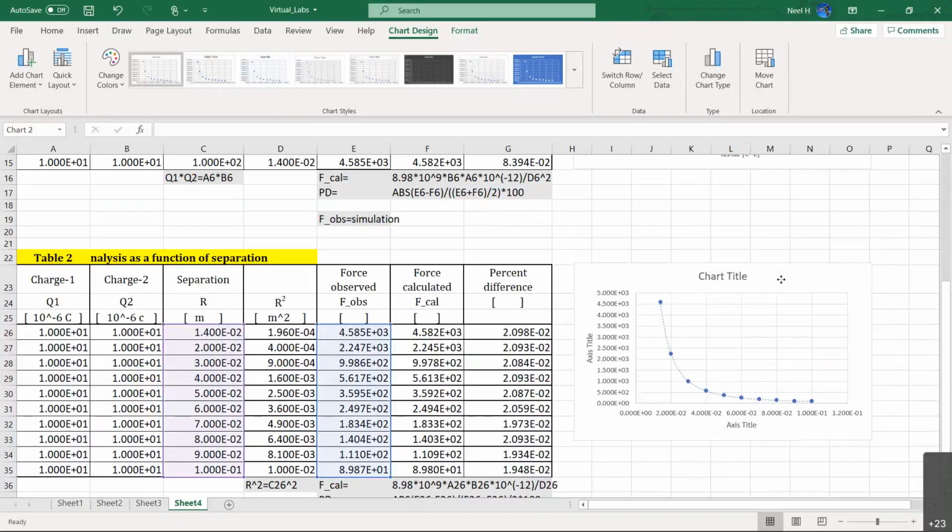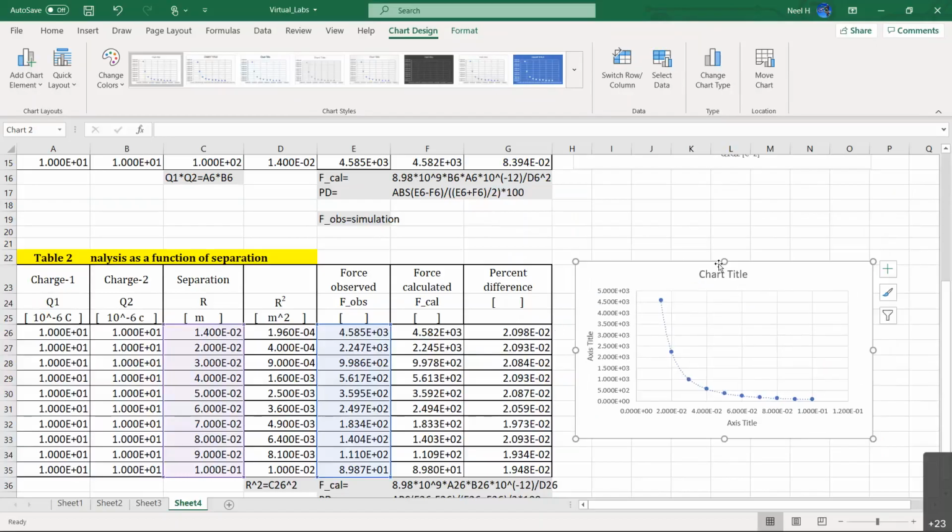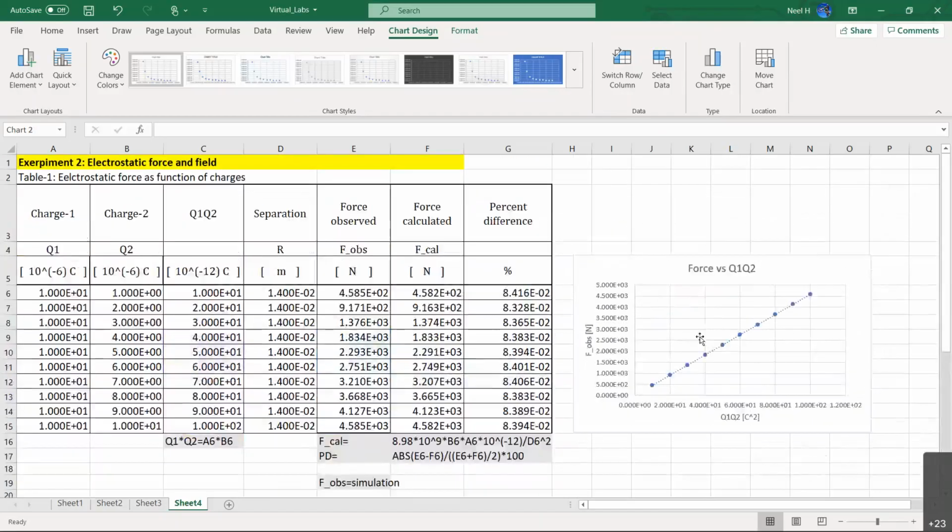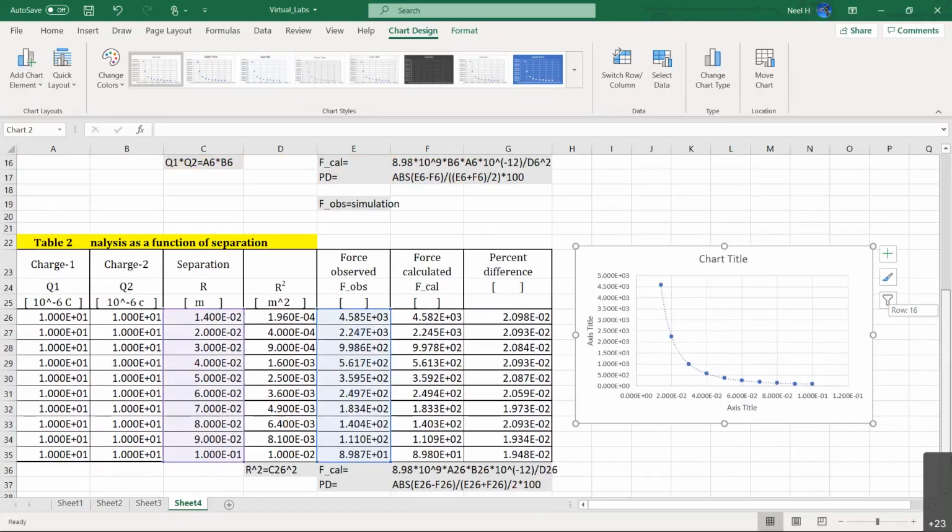So I'm not gonna write it down: chart title, axis title, everything we did for the previous graph, you have to do it yourself. Okay. All right, so we're done with table number 2.